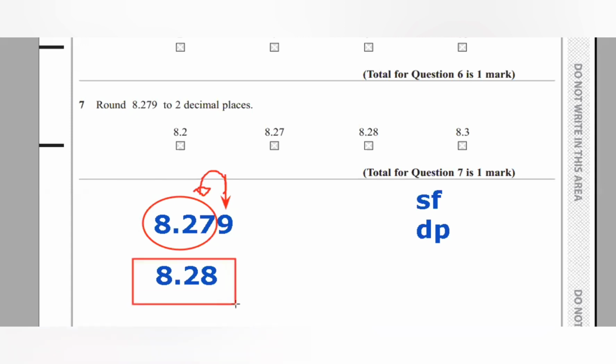As we said, rounding to decimal places, it means you start counting from the decimal point. Because we need 2 decimal places, it means 1, 2. And then we close the circle, we look after the circle. If it's a number which is 5 and bigger than 5, it means we're going to add 1 to the one before it. If it's less than 5, we're just going to remove it. Now, this is how you answer a question like this.